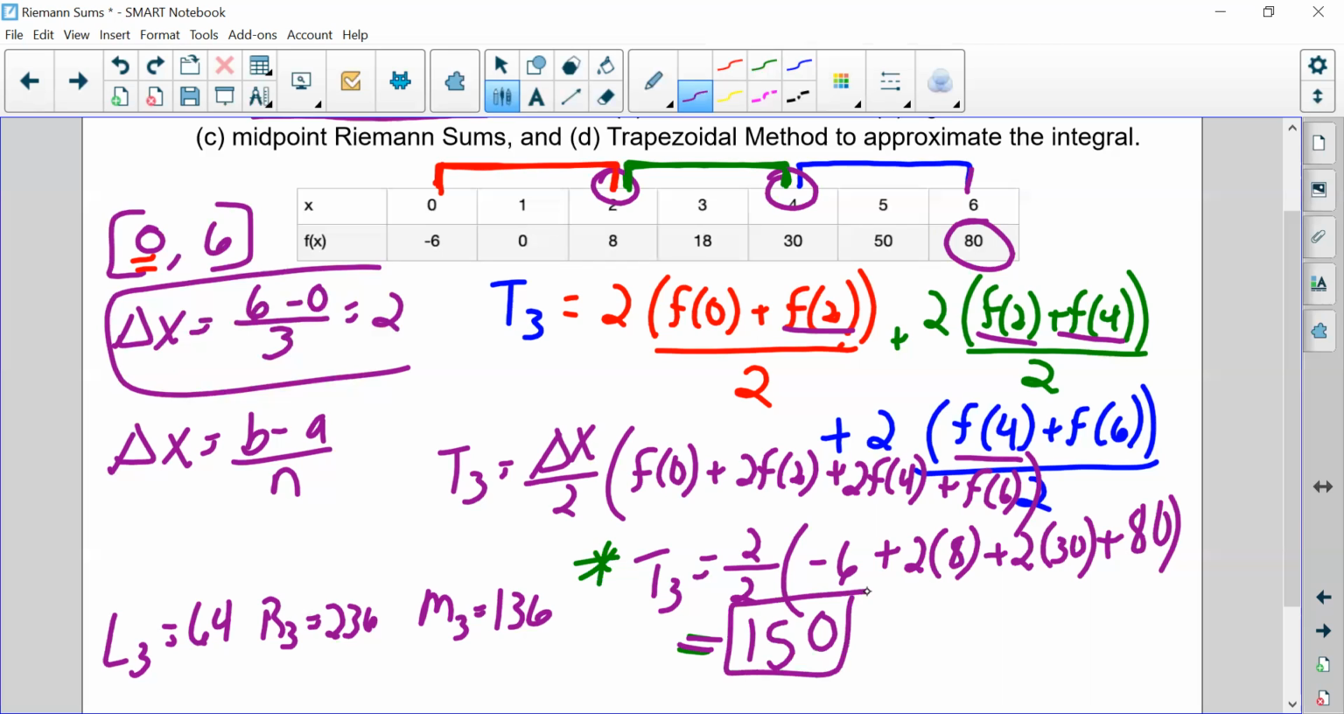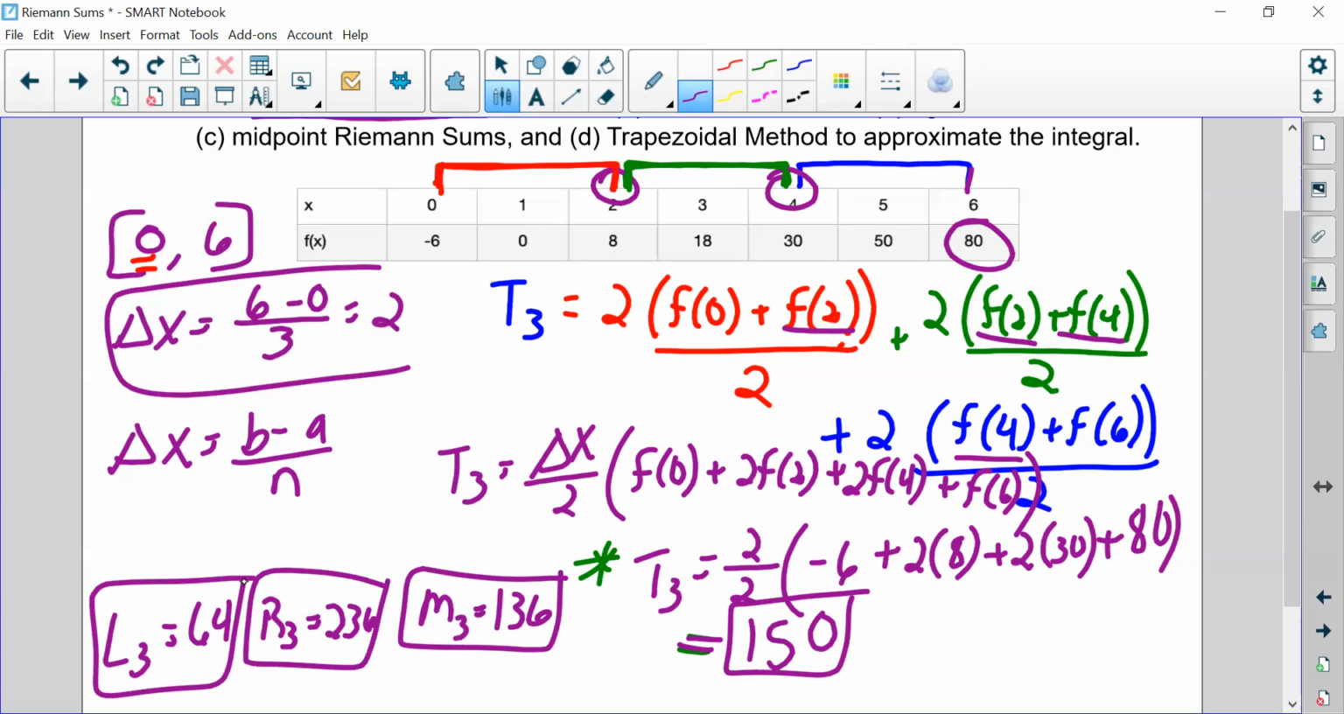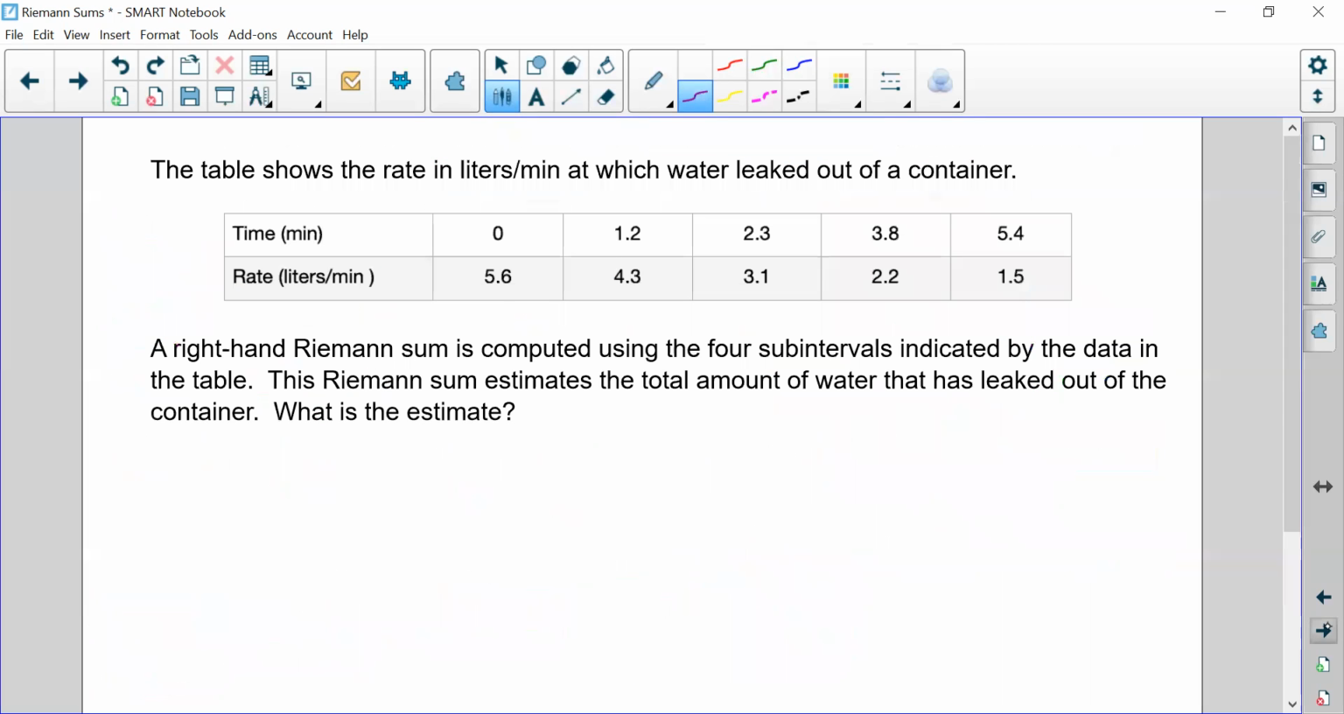Now, we don't know the shape of this graph. But what do you think would be our best estimate of these? Because there's a range of answers from 64 all the way up to 236. What would you think would be our best estimate of this data? The trapezoidal. The trapezoidal is usually the closest because you're making a trapezoid instead of a rectangle, so you always end up with a slightly better estimate. Okay. Now, here is what you're actually going to see.